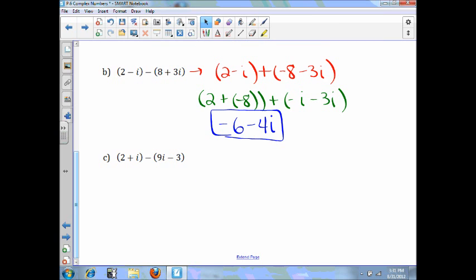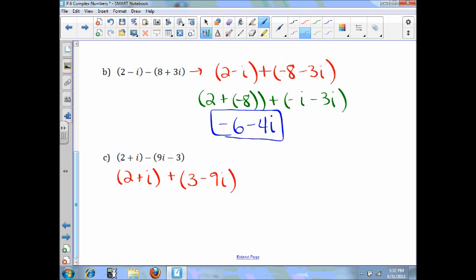Now, if you look at c, both of them are not written in standard form. Let's write them in standard form to make it easier. And also, I changed the signs here. So I'm having 2 plus 3, which is 5i, plus negative 9i, which will be negative 8i.